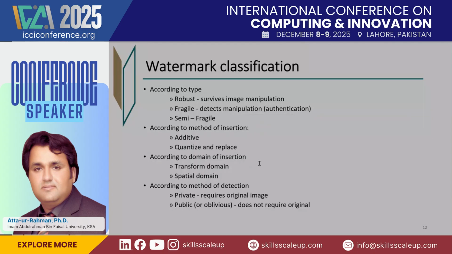In terms of domain of insertion, as we talked about earlier, we have the transform domain, usually the frequency domain or wavelet domain, and we also have the spatial domain, where we embed the watermark directly into the image. In terms of method of detection, we have the private way, which requires the original image at the time of detection to check, for example, that everything is fine with the transmitted image. Sometimes we talk about public or oblivious detection, which does not require the original image at all.